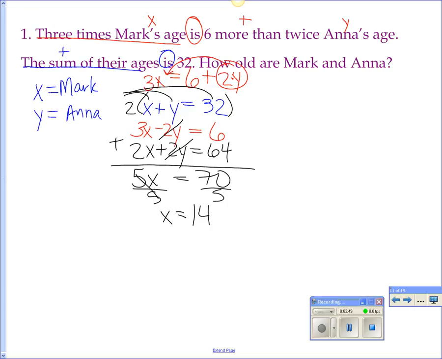All right, so x is 14. Okay, so who was x? Mark. So I'm going to go back up here and put it. A lot of you were doing that on your quiz yesterday. It was great. So Mark is 14 years old. The easiest equation to plug it into would be this one right here in blue. You don't have to worry about the 2. You're just doing this one in blue. So x is 14 plus y equals 32.